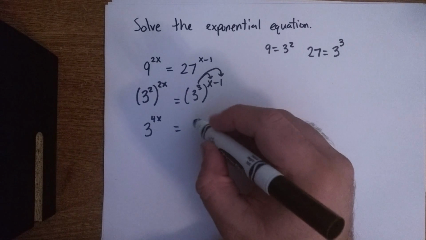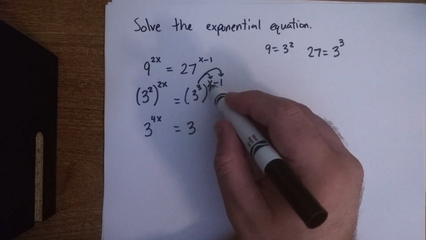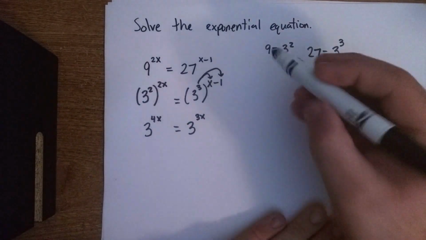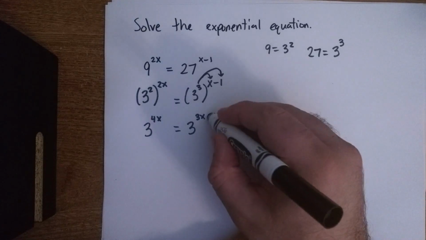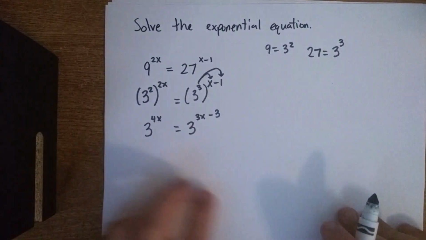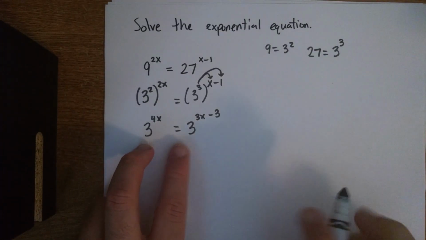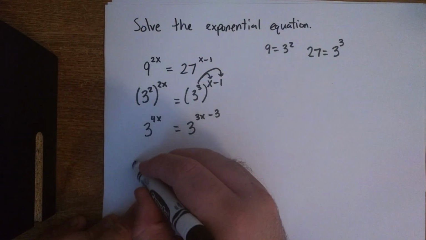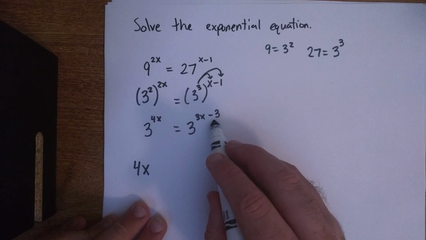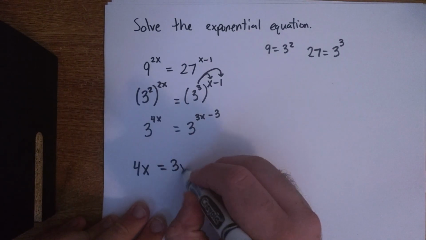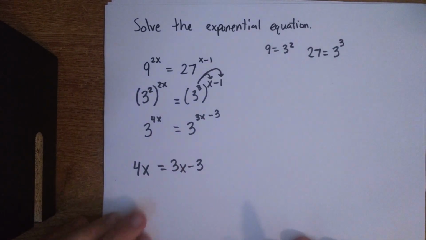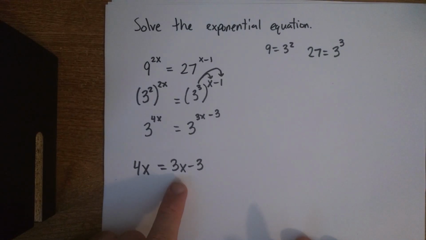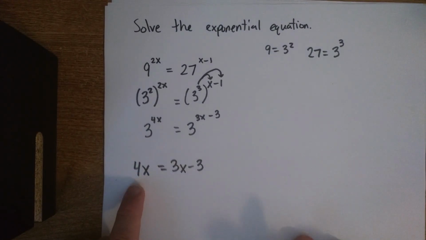So 3 times x is 3x. 3 times negative 1 is negative 3. So we're at the point that we can set both exponents equal to each other because our bases match. So we're going to set 4x equal to 3x minus 3. And to solve for x, I think the easiest way would be to just subtract 3x from both sides.